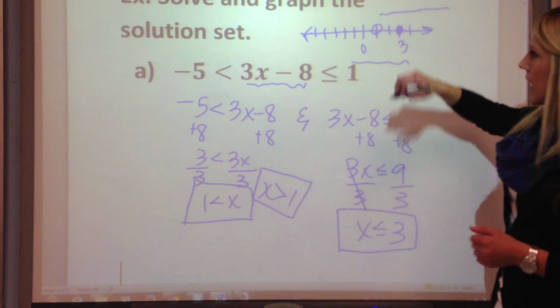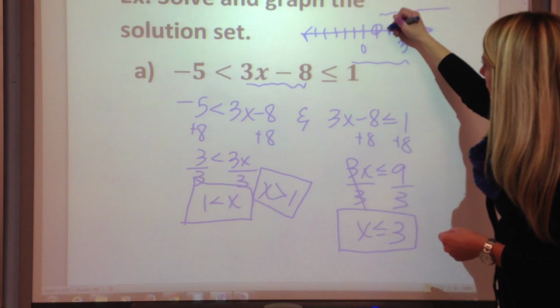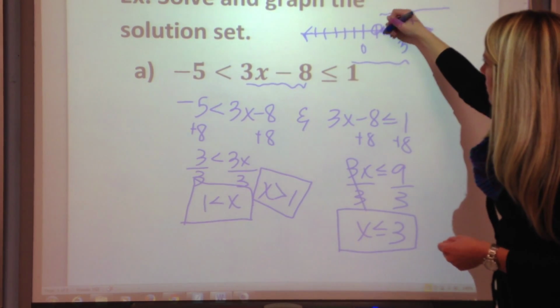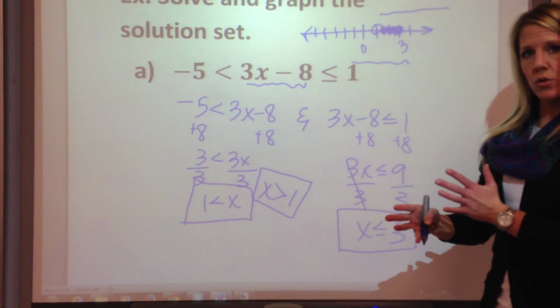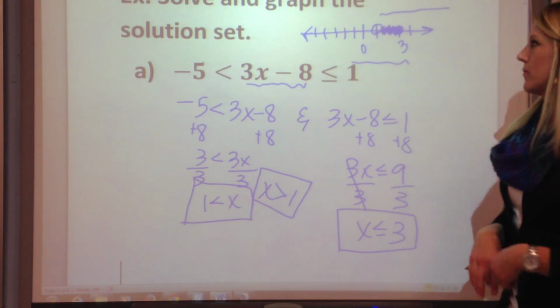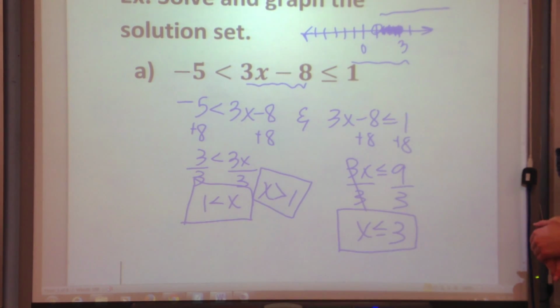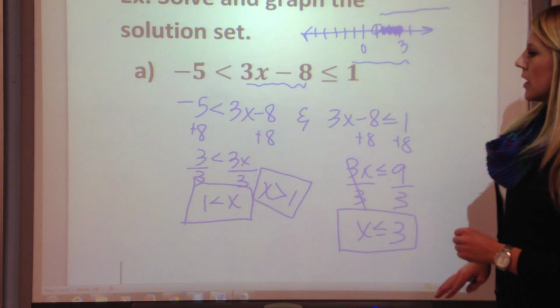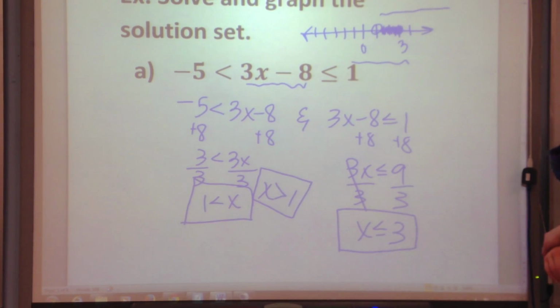So where do they overlap? What do they have in common? Everything between 1 and 3. So everything greater than 1 and less than or equal to 3. So that's how you graph that solution set. So notice compound inequality. We have two different solutions.